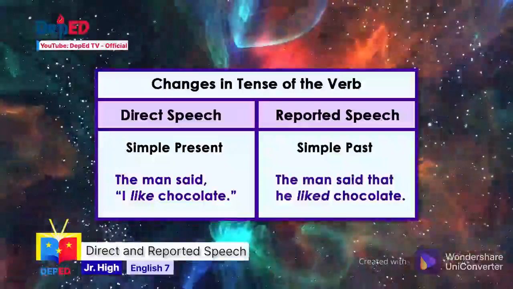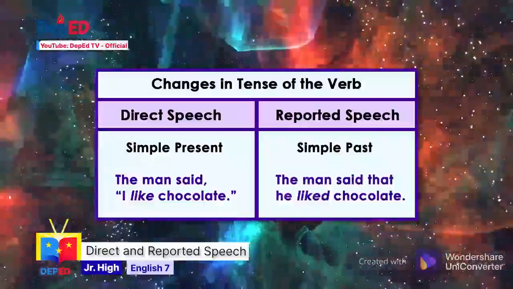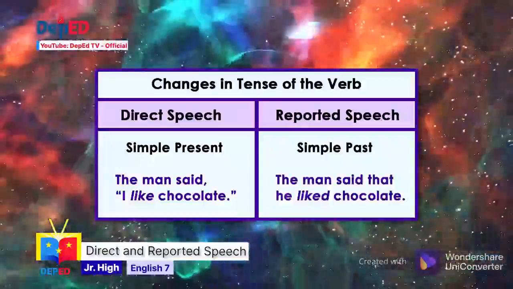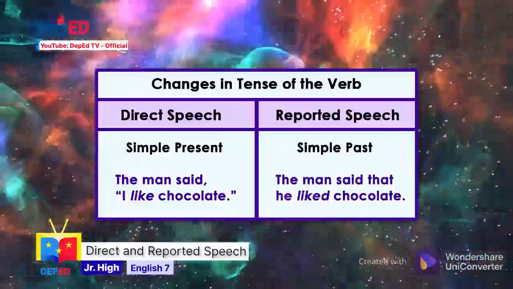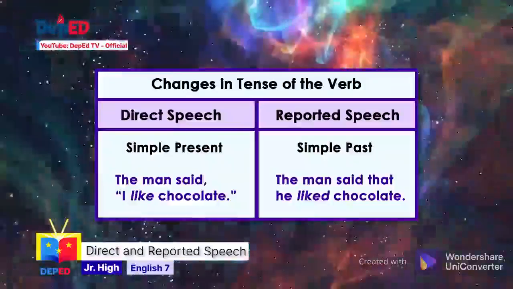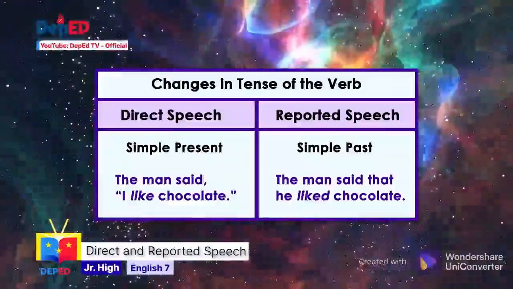In direct speech, the verb like is in its simple present tense. In reported speech, the verb becomes liked, which is in its simple past tense.